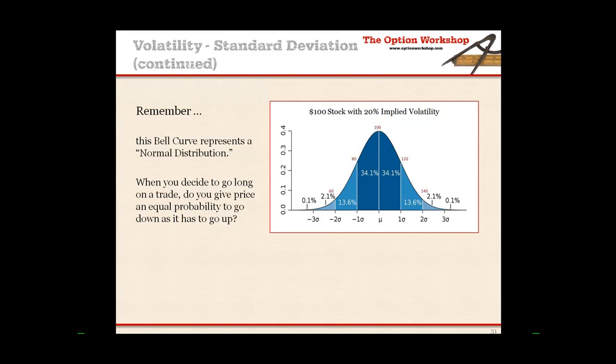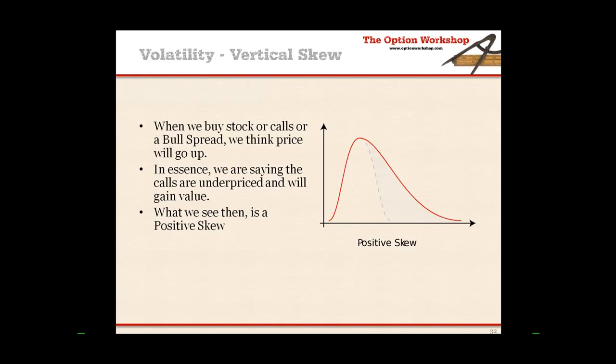So what we're actually seeing when we're entering a bullishly biased position is a skewed graph where price has a higher probability of getting up here than it does down here. And our probabilities, our percentages, would be a little different. This is a positive skew curve, and if we were to price calls, we would say, hey, look, this stock is going up. The calls that are priced here at a 20% volatility should actually be priced up here at about a 40% volatility. They should be more expensive.